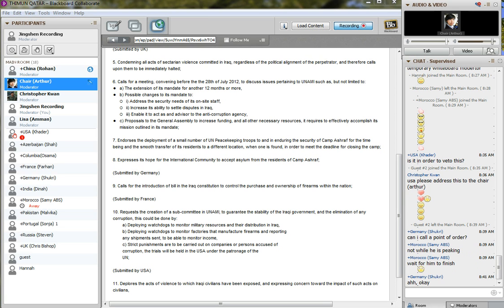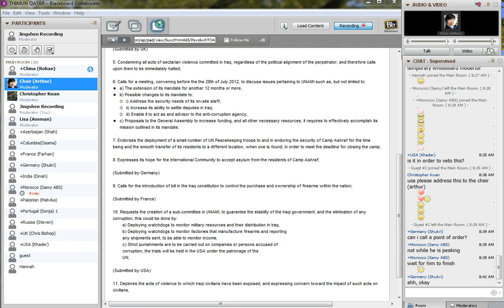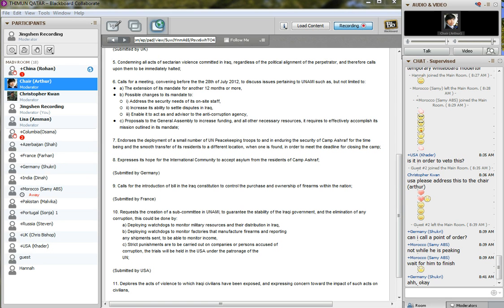Coming back to the topic, is the delegate open to any points of information? Any and all. The delegate has opened himself up to any and all points of information. Are there any in the House at this time? Delegate of China and Colombia, you've been recognized, and India, you've been recognized.